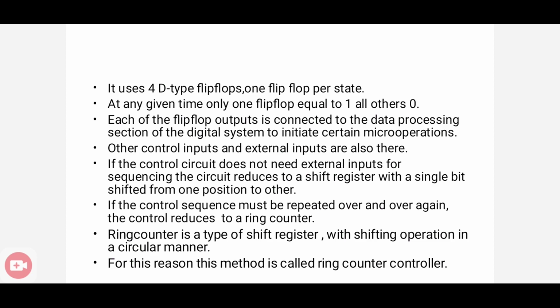If the circuit does not need any external input condition, then the circuit is changed to a shift register for just implementing a single bit shift operations. But if the control sequence must be repeated over and over again, this control unit reduces to a ring counter. So this ring counter is also a type of shift register, but the shifting operation is in circular manner. For this reason, this method is called as ring counter controller.